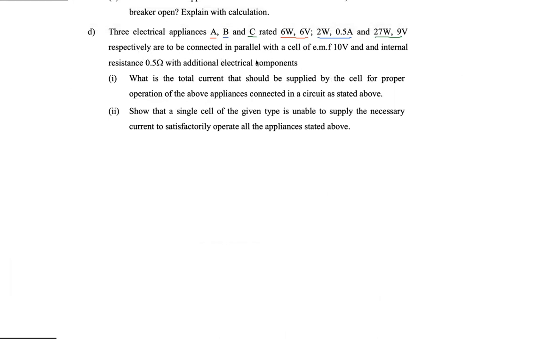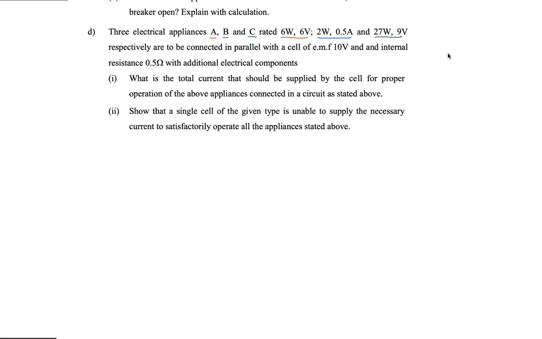They are to be connected in parallel with a cell of EMF 10 volt and an internal resistance of 0.5 ohm with additional electrical components. What is the total current that should be supplied by the cell for proper operation of the above appliances connected in a circuit as stated above? Show that a single cell of the given type is unable to supply the necessary current to satisfactorily operate all the appliances stated above. Good.